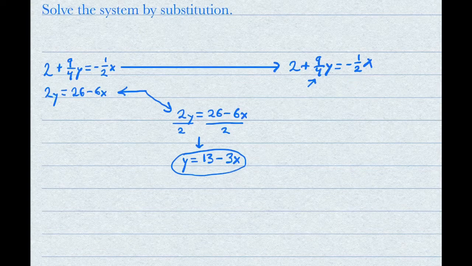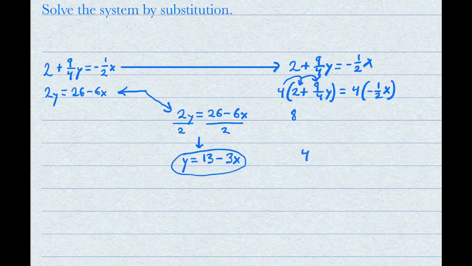And we're going to take that 4 and we're going to multiply everything by 4. You'll have 4 times 2 plus 9/4 y equals 4 times -1/2 x. And then you're going to distribute the 4 into both parts here. So 4 times 2 is 8. 4 times 9/4. The 4 is going to cancel out with the 4 on the bottom, and you're just going to have 9. This is going to be plus 9y.